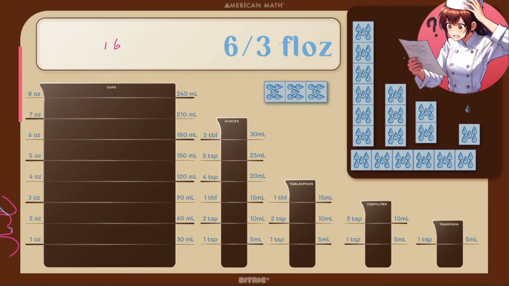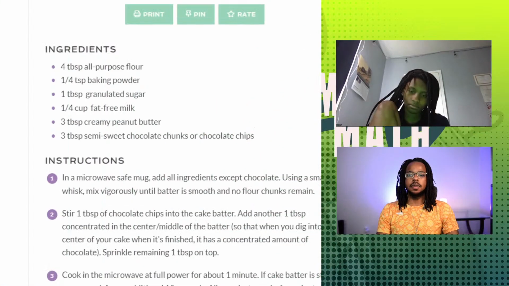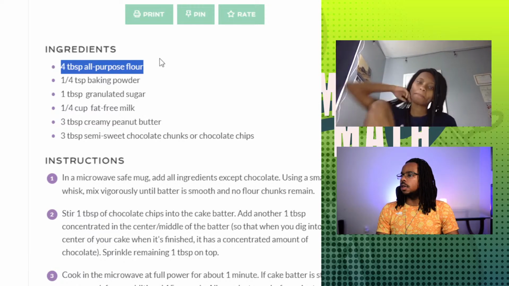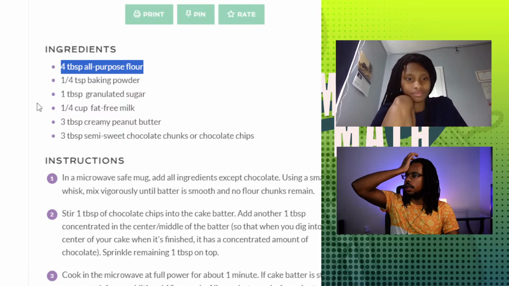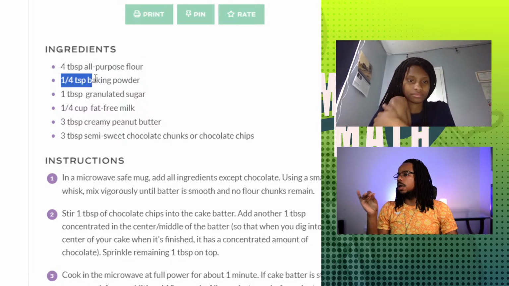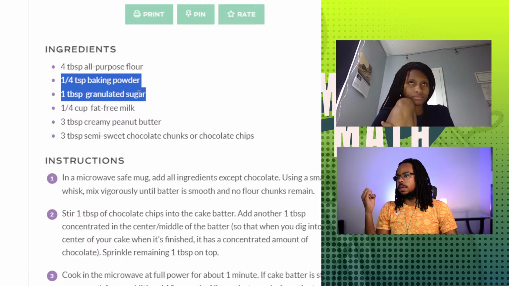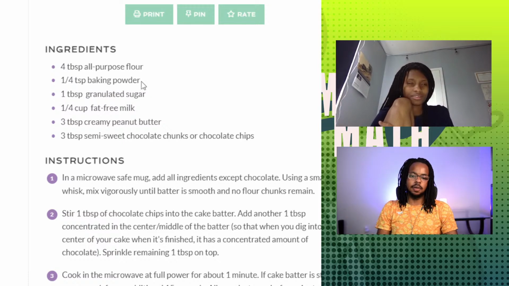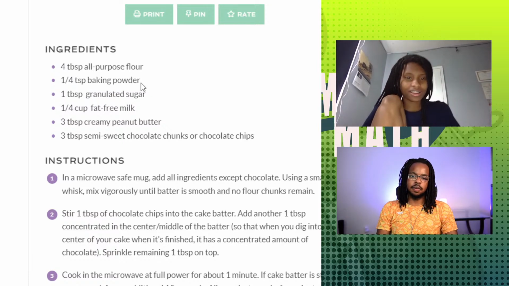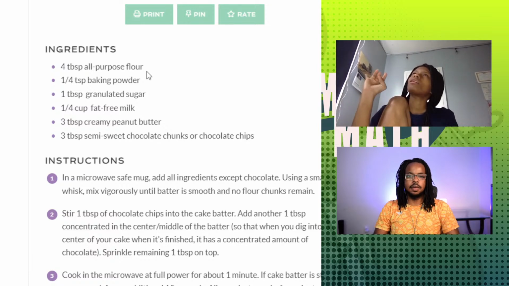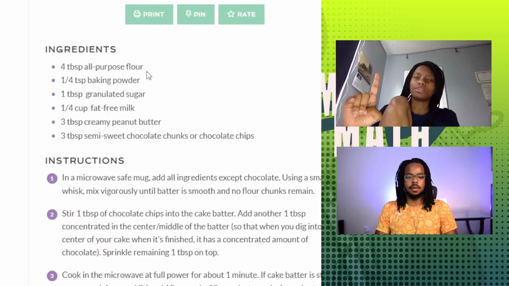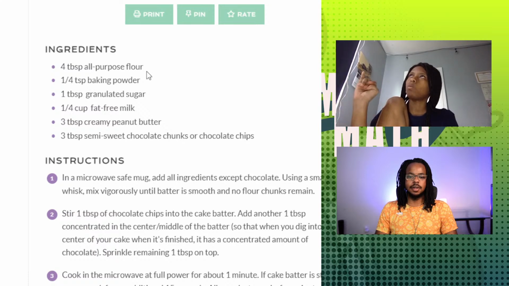Perfect. So 4 tablespoons is 2 ounces. Excellent. Now, next up, we have 1/4 of a teaspoon of baking powder. How will we convert that into milliliters? All right, a quarter of a teaspoon, remember our milliliters. So a quarter of a teaspoon would be 12 milliliters.